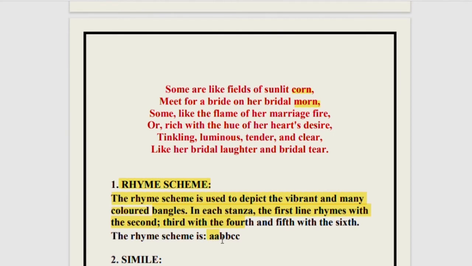So, AA. Fire and desire, over here it is rhyming also, so BB. And the last two lines, clear and tear, so these two are also rhyming, so AA, BB, CC. That is why the first stanza has a rhyme scheme, the second stanza has the same rhyme scheme, third stanza also has the same rhyme scheme. What is the rhyme scheme? Rhyme scheme is AA, BB, CC.